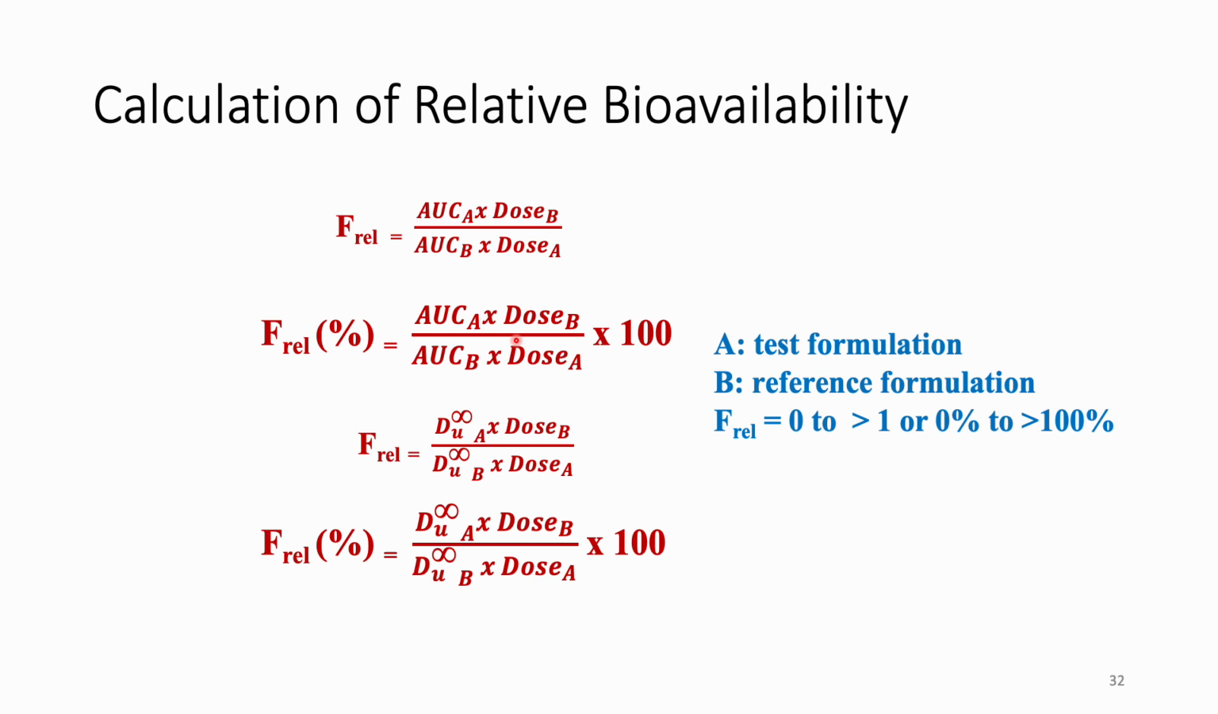For relative bioavailability, the F value can be different. It can be from 0 to more than 1. 0 means the drug has no bioavailability relative to the reference, but it can be more than 1 if the test formulation has better bioavailability than the reference formulation. In this case, the relative bioavailability can be more than 1. Remember, the relative bioavailability value can be from 0 to more than 1, or from 0% to more than 100%.